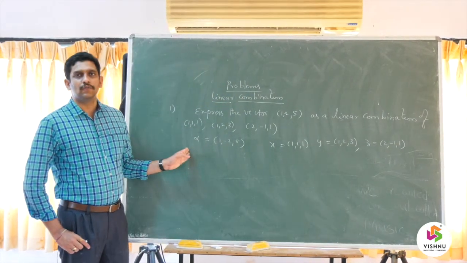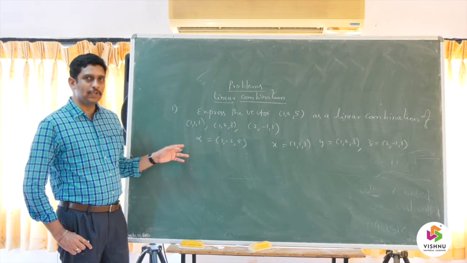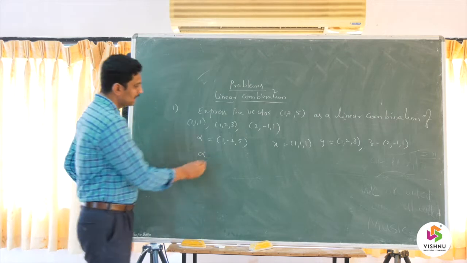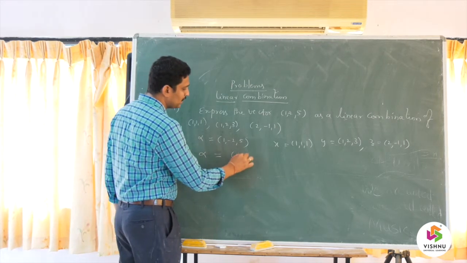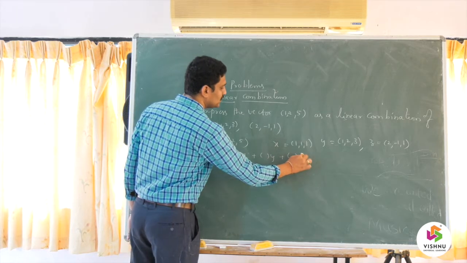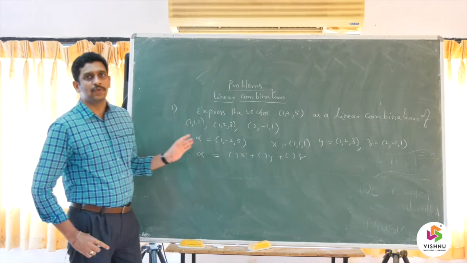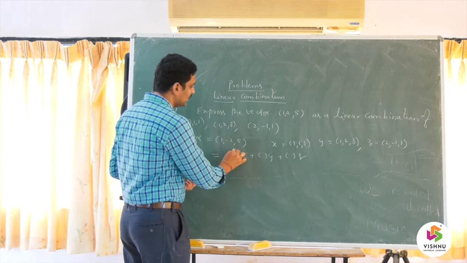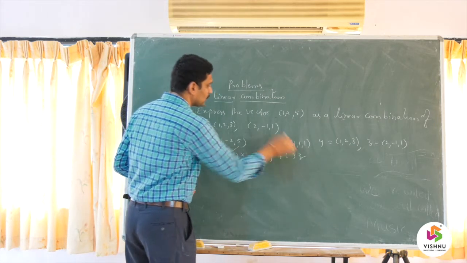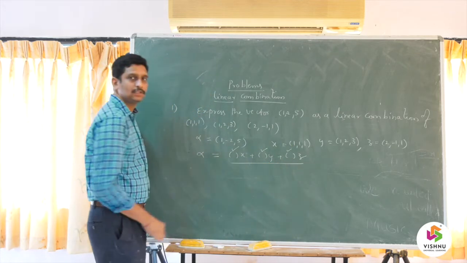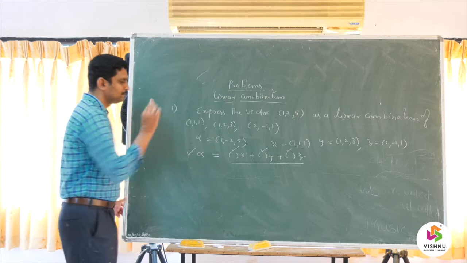From the definition of linear combination, we know that we have to represent alpha as some number into x plus some number into y plus some number into z. So it is our responsibility to find those numbers here, so that on simplifying this expression you will get the value of alpha.